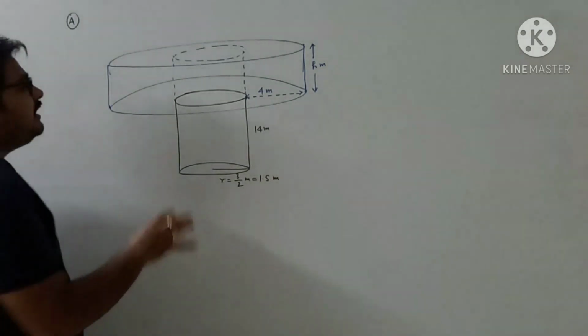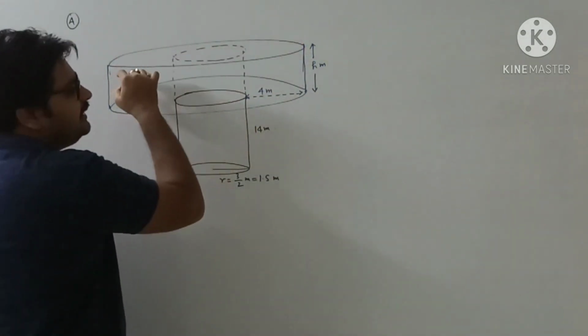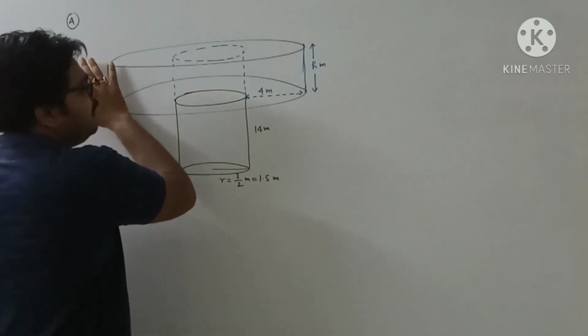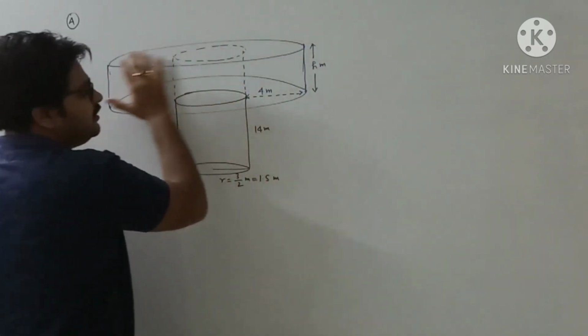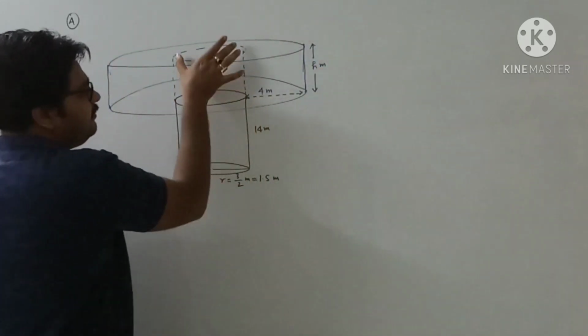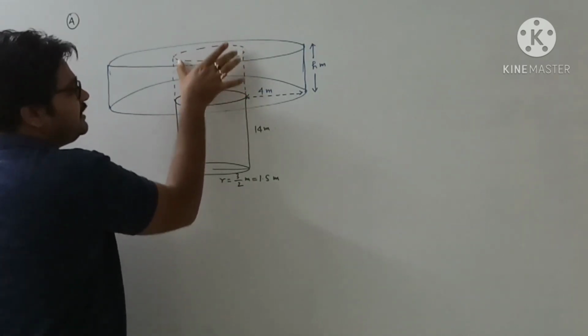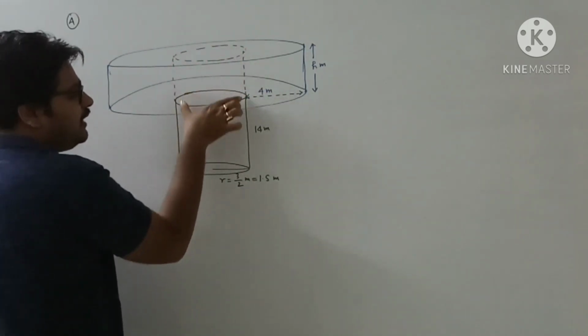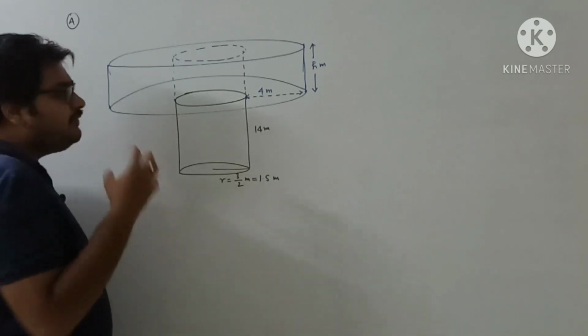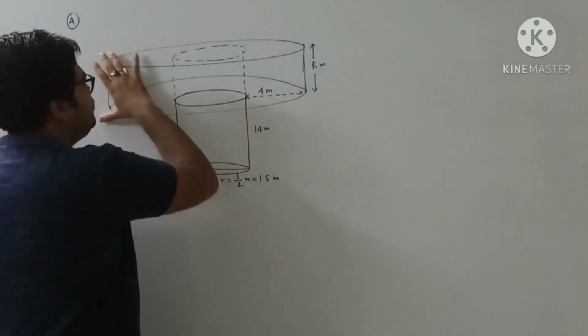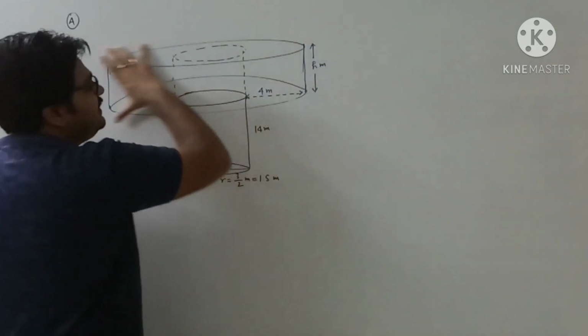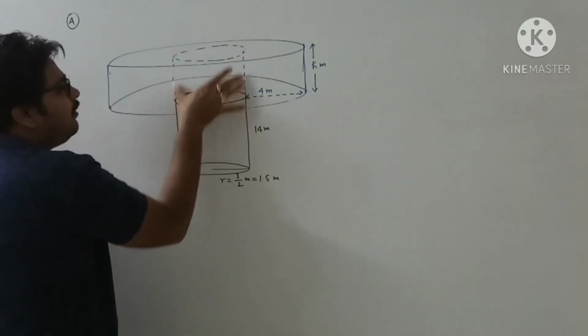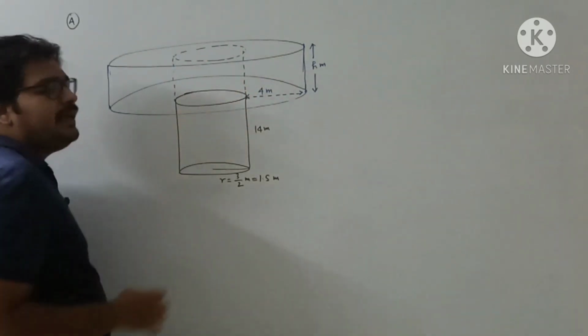To find out the volume of this embankment, first you have to find out the volume of this full total cylinder. From there you have to subtract this hollow part, because this part is hollow. Here no soil is there. So if you want to get the volume of the embankment from the complete cylinder, you have to subtract this hollow part, then you get the volume of the embankment.